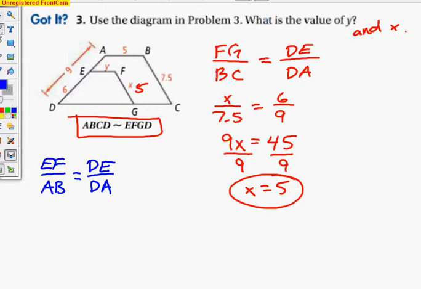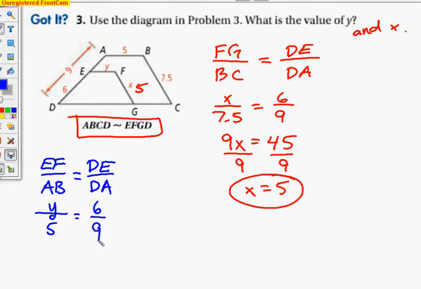Notes. So we were doing this problem to find y, and y is on EF, and its corresponding side is AB. And then we picked another pair of corresponding sides, DE from the smaller quadrilateral, and DA from the bigger, which we know both lengths. And now we plug in what we know. Y over 5 is equal to 6 over 9.